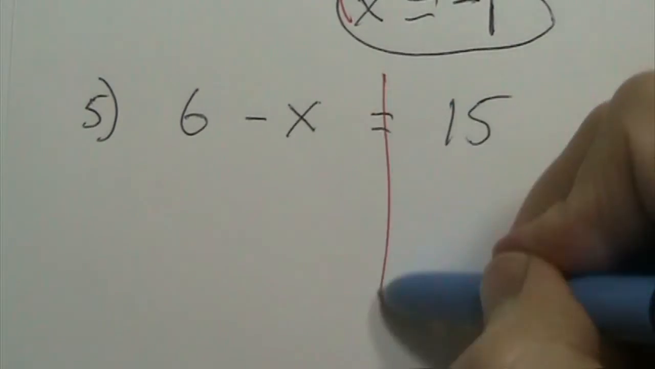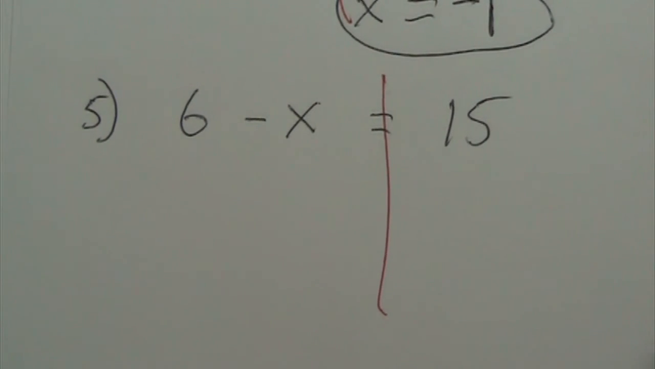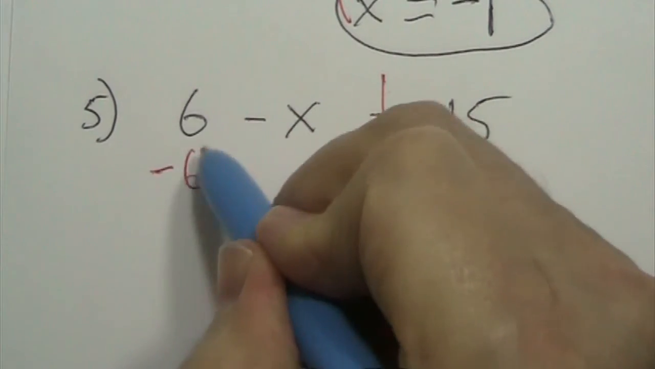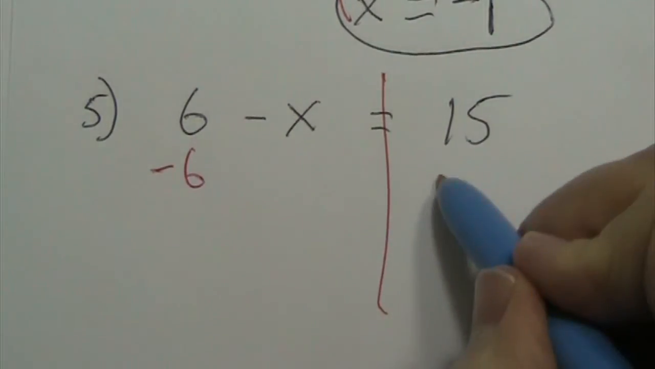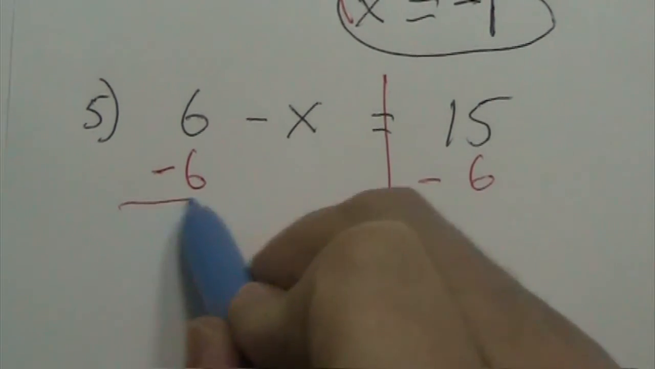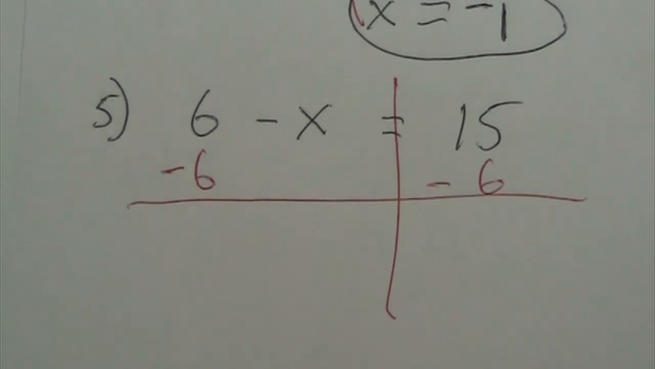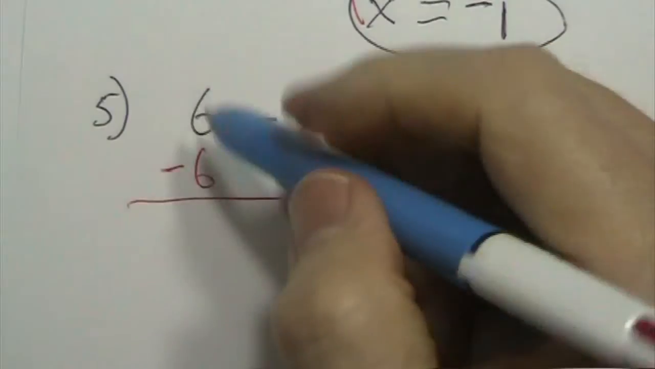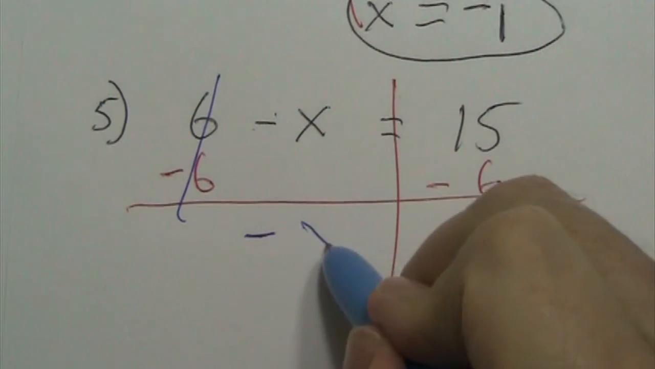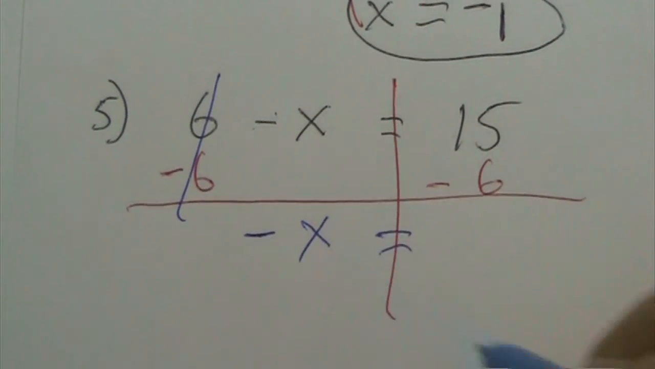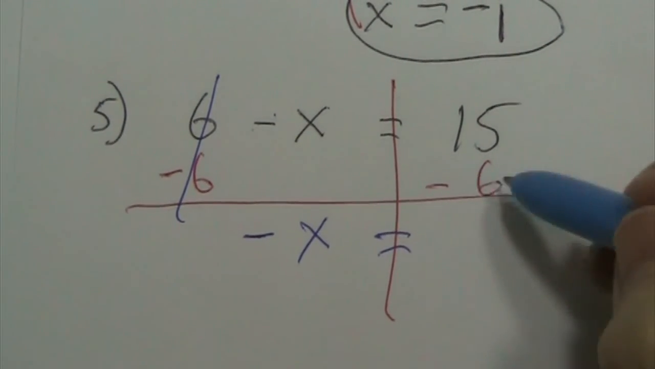Okay, an equation, we have a left and right side. First, get rid of the constant over here. This is +6, so I will subtract 6 to make that 0. But you have to be fair, do it to both sides. That's 0. Bring both of this down, the negative and the x. Then we have 15 minus 6.